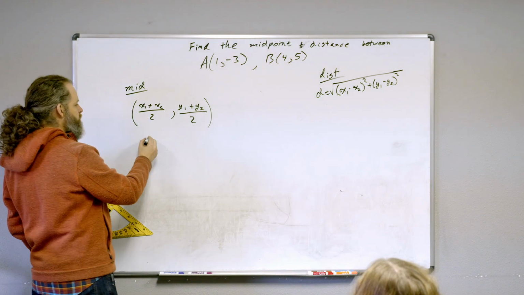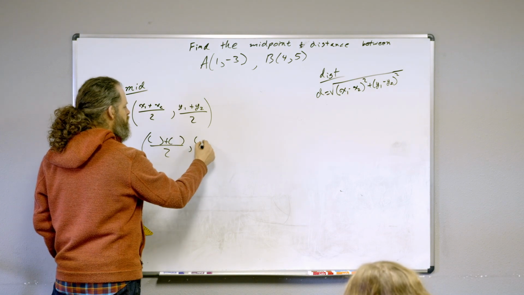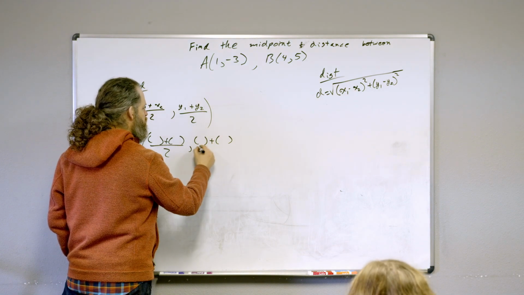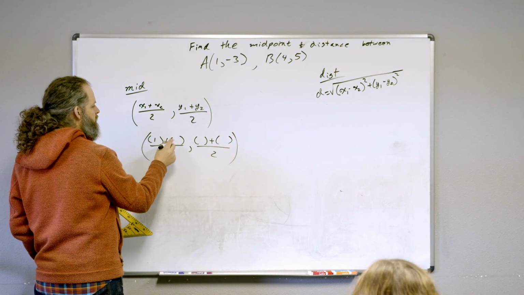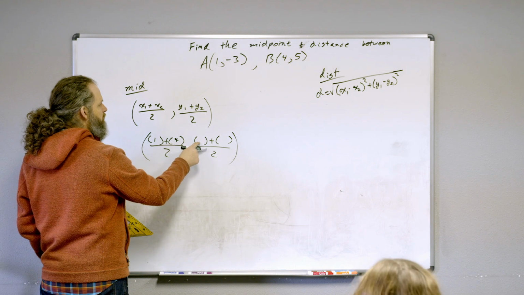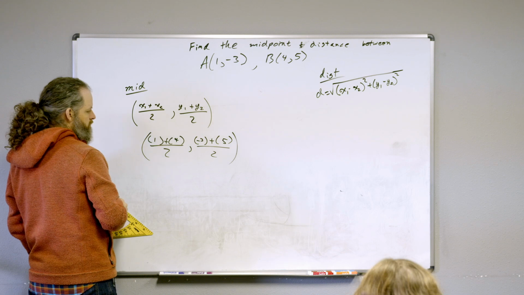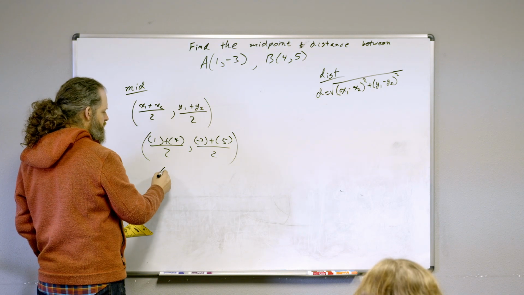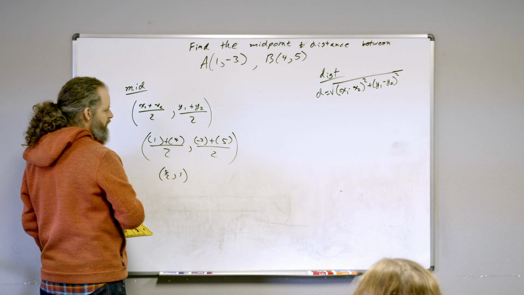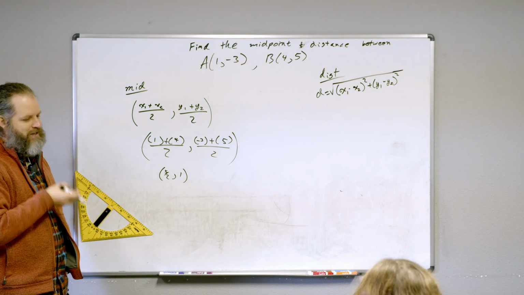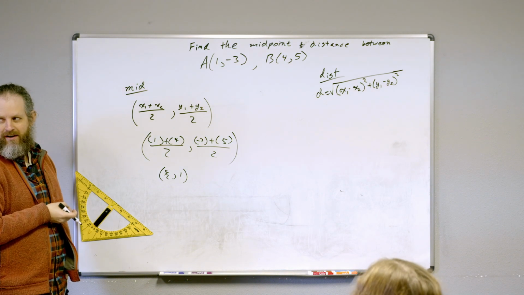Okay, so midpoint over here. What goes right here? 1, 4. How about this one? -3, 5. So 5 halves, 1, right? That seem reasonable to everybody? Any confusion there?